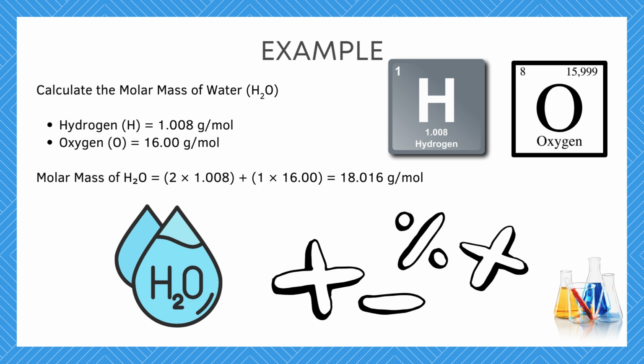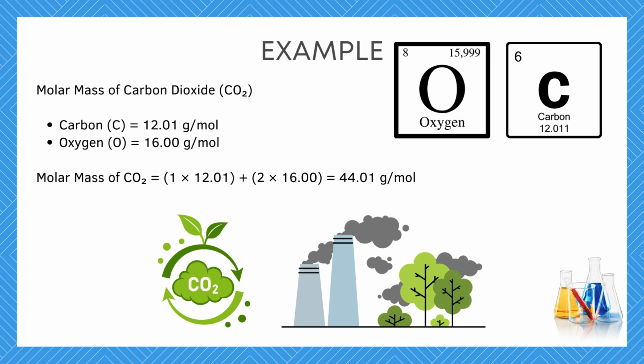All right, now 2 multiplied by 1.008 plus how many atoms of oxygen we have? We have just 16. So we have plus 1 times 16. So therefore, when we add everything together, we come up with 18.016 grams per mole. What this is telling us is that the molar mass of water molecule is 18.016 grams per mole.